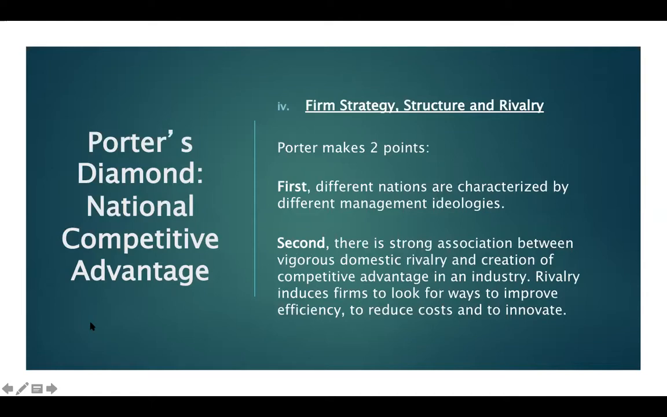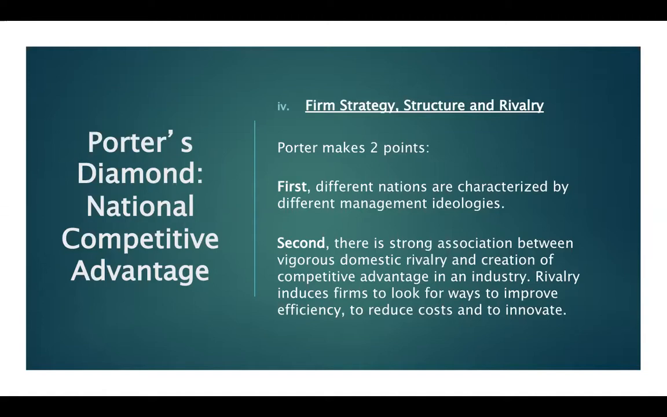Porter makes two points with reference to firm strategy, structure, and rivalry. First, Porter says different nations are characterized by different management ideologies. Second, there is a strong association between vigorous domestic rivalry and creation of competitive advantage in an industry. Rivalry induces firms to look for ways to improve efficiency, to reduce costs, and to innovate. So this is Porter's observation. There has to be rivalry in an industry. That will help companies to reduce cost and to innovate.